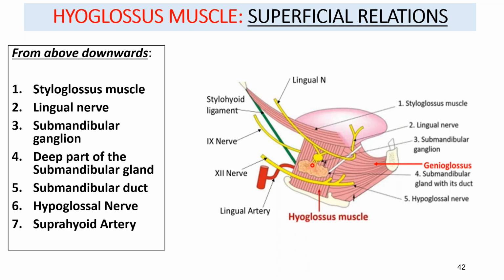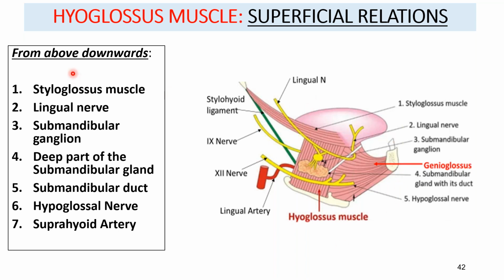Then we reach the deep part of the submandibular gland. Then we reach the submandibular duct. Then we reach the hypoglossal nerve, and from the lingual artery there is a branch which is called the suprahyoid artery. We know that the lingual artery goes behind the hyoglossus, but one of its branches, the suprahyoid artery, reaches over here. So it will also be related, in order, superficial to the hyoglossus muscle.